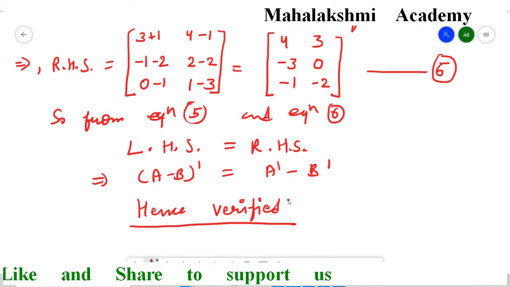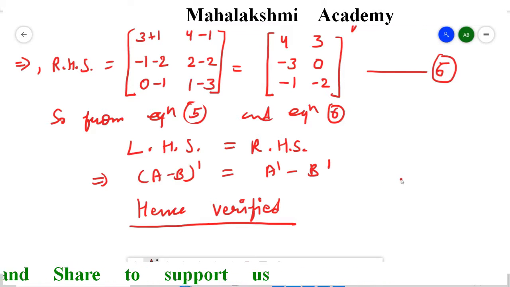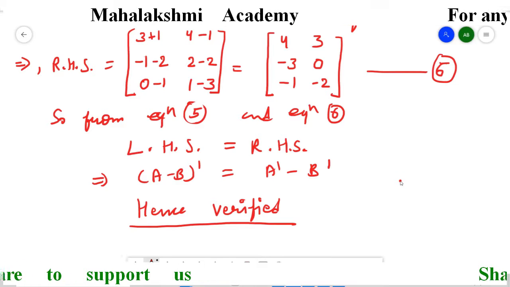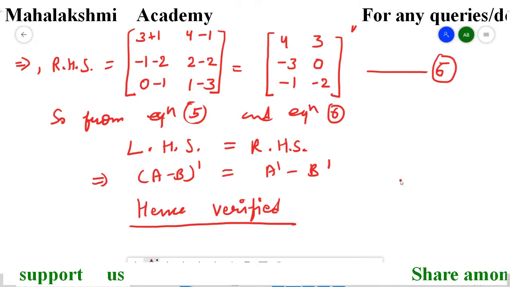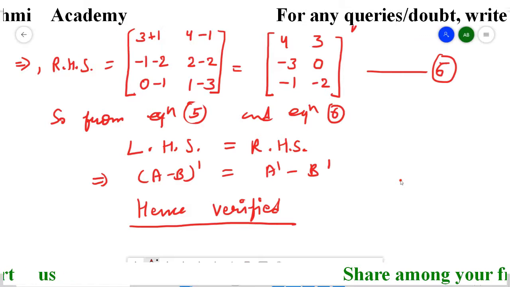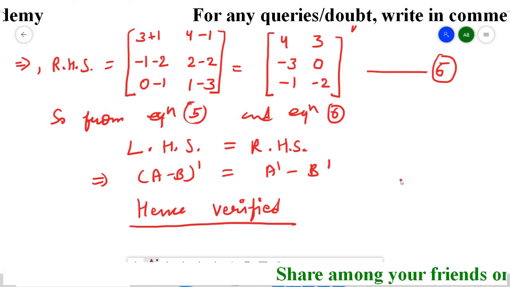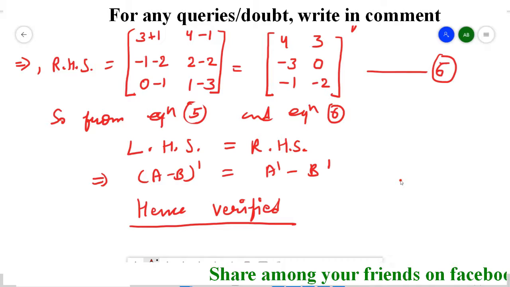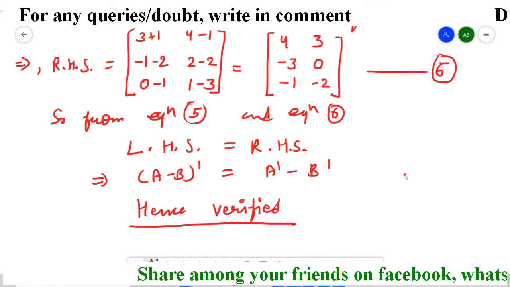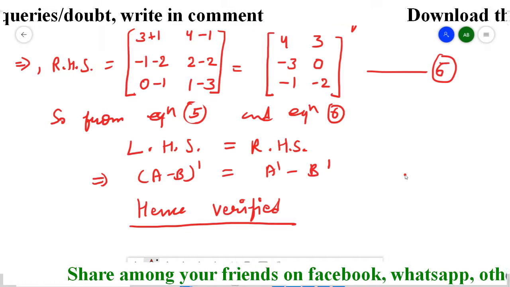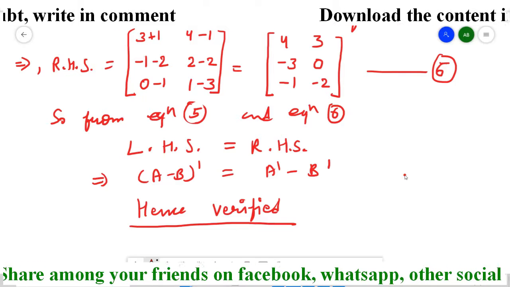So I hope both the questions are clear to you. In this we need the concept of A transpose, and it's very easy. Only the rows you have to change to the columns, or you can say the columns you have to change to the rows. Means rows and columns you have to interchange. I hope you might have understood these questions.